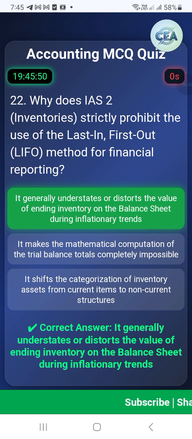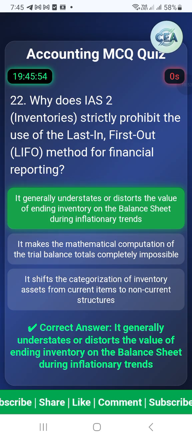Correct answer is it generally understates or distorts the value of ending inventory on the balance sheet during inflationary trends.